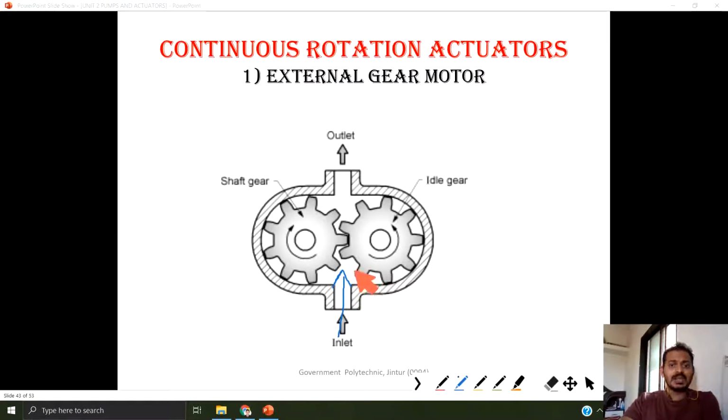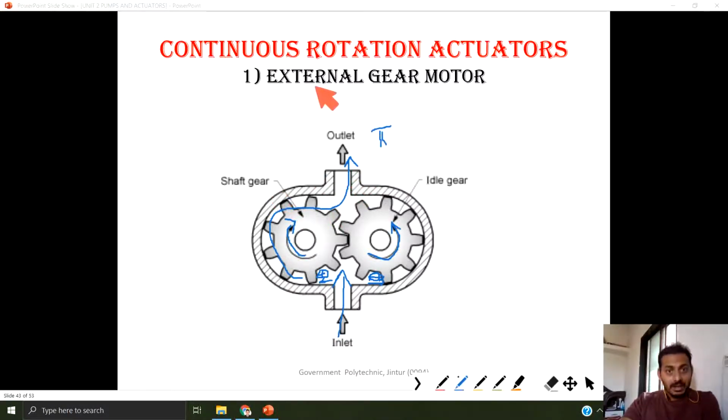This pressurized fluid is filling the pocket, and it is applying the force on the teeth of the gear. So these gears start rotating, the idle gear and the shaft gear. And this fluid is carried to the outlet, and it is given from the outlet to the tank.